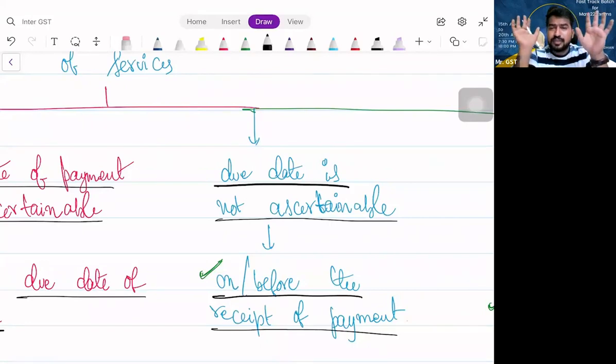In case of supply of service, if the due date is mentioned in the contract, then the supplier should raise the invoice on or before the due date. If the due date is not mentioned in the contract, then on or before the actual date of payment, he should raise the invoice.